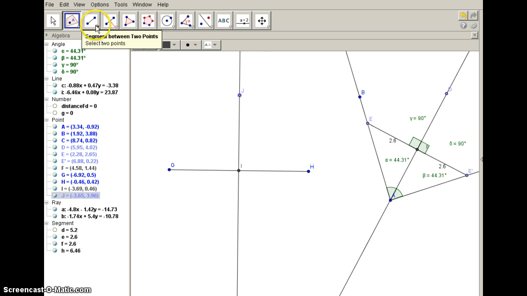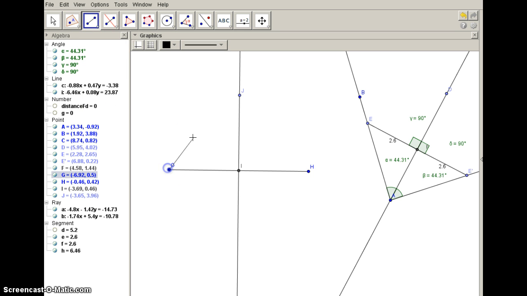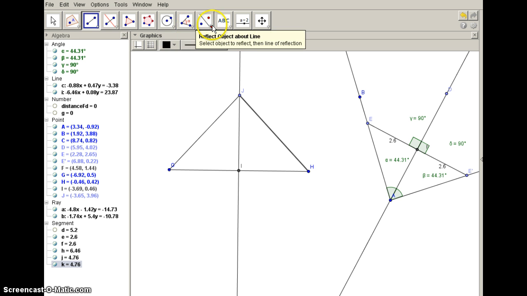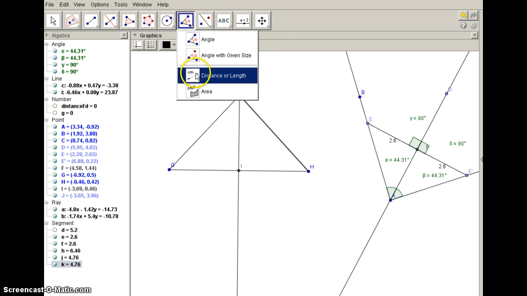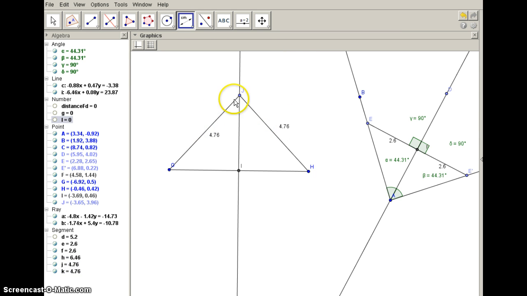Well, let's just see. First, I'm going to let us see if that is true. So we connect it here. We see that's true. And we connect it here. And we see that's true. Well, we see those are there. But let's measure them, okay? Let us measure the length of these two segments. And we can see, yes, they are equidistant.